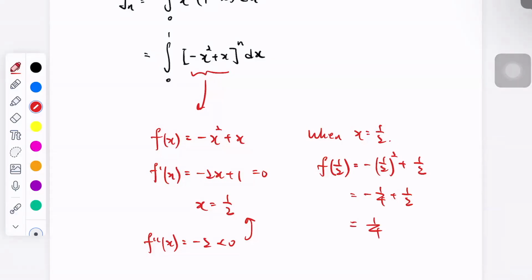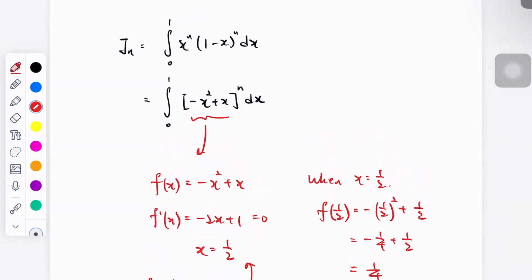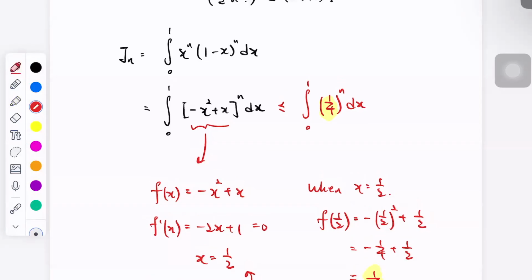So that means for this guy, I can prove that it must be smaller than or equal to the integration from 0 to 1 of (1 over 4) to the power of n dx, right? Because I have already proved that the maximum must be this. So if I really do the integration, it is simply (1 over 4)^n times x, substituting x from 0 to 1. So this will simply be 1 over 4^n.